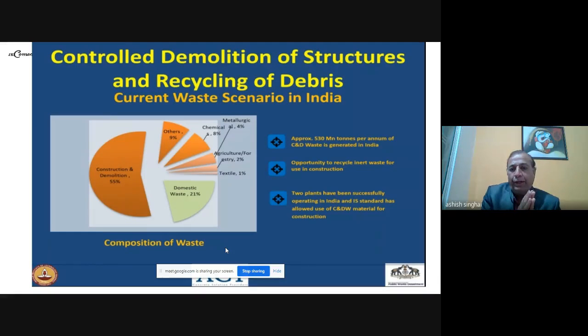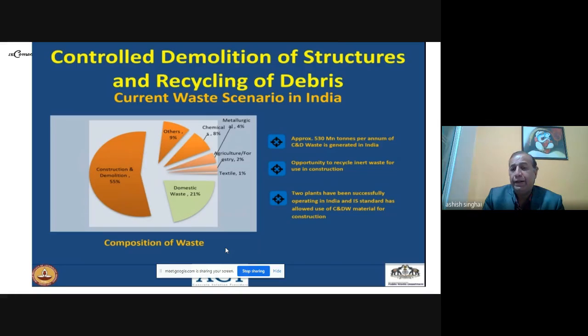Talking about India, about 530 million tons of C&D waste is generated every year. This is the very latest study I am referring to. 530 million tons per annum of C&D waste in India. So that's quite huge actually. Just imagine if out of 530 million tons, we can make use of at least 50% towards reuse or recycling, I think we can conserve our natural resources by the same amount. So this is the need of the hour.